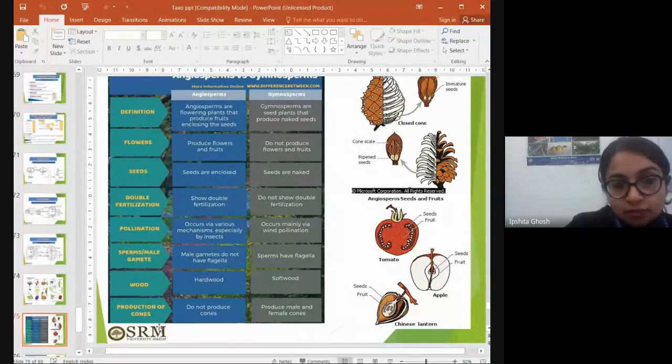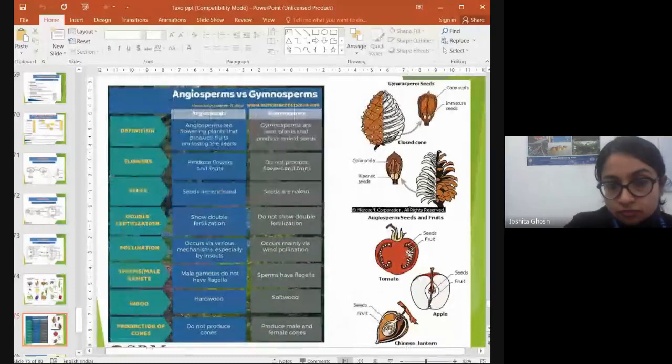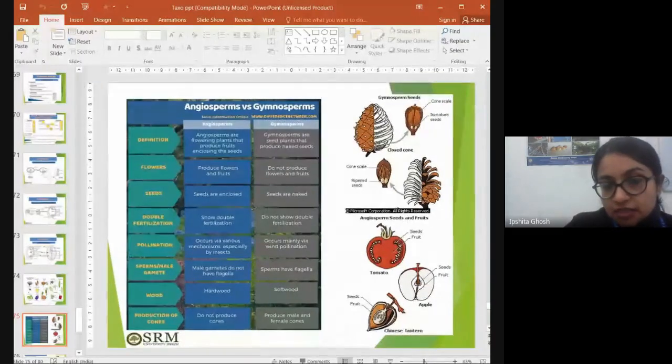And regarding the production of cones, angiosperms clearly do not show presence of any cones, they do not produce cones. But in case of gymnosperms, you would see they produce male as well as female cones, right? So these are the basic differences between angiosperms and gymnosperms.